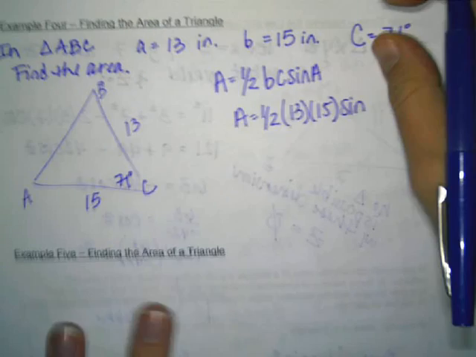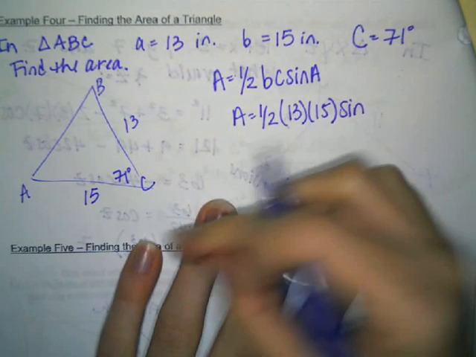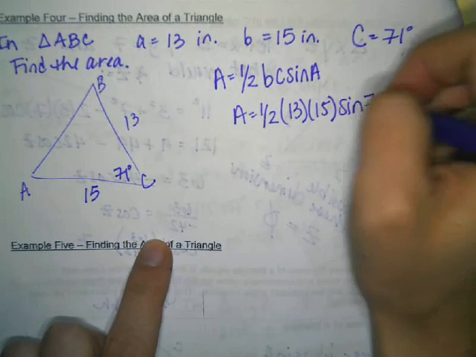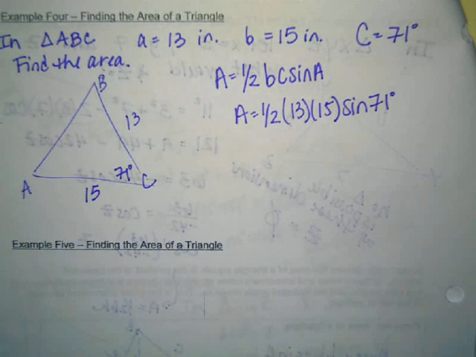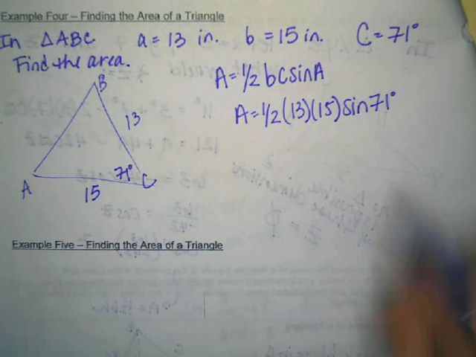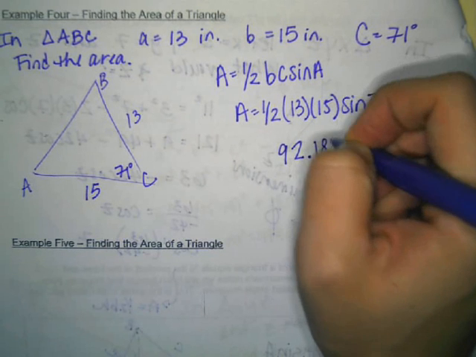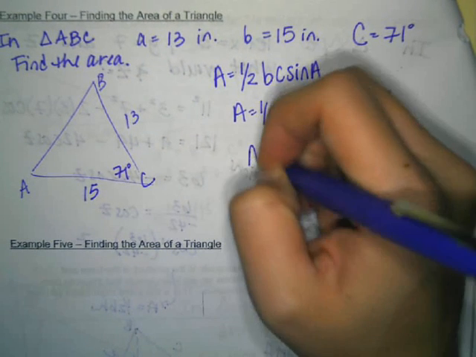And then your angle is the included angle between the two sides that you have, no matter what it's labeled. Right. So it's 71 degrees. And then it's just punching it out on a calculator. So 0.5 times 13 times 15 times sine of 71 gives me 92.188.